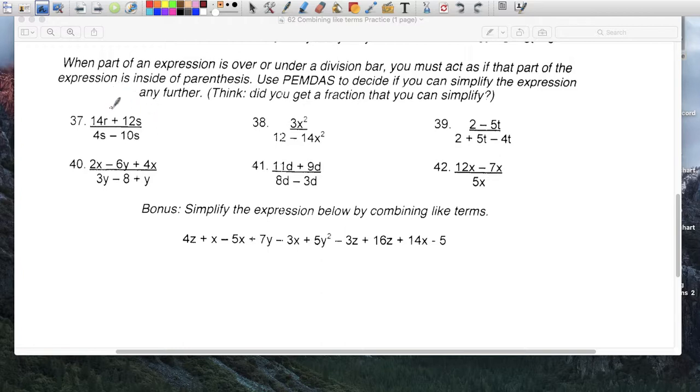So you're going to just combine the top, anything on the top here. 14R and 12S, you can't combine. 4S minus 10X, you also can't combine. But I can pull out a 2 and cross out. So this one, I can't combine anything on top, so just 14R plus 12S.